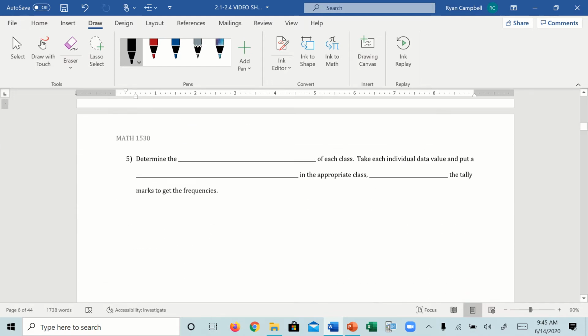All right, and then the last thing you got to do is just figure out what the frequency is. So take each individual data value and put a tally mark in the appropriate class, and then add them all up to get your frequency. So this one literally is just counting.